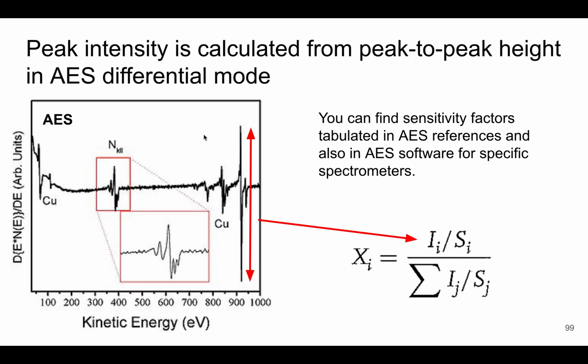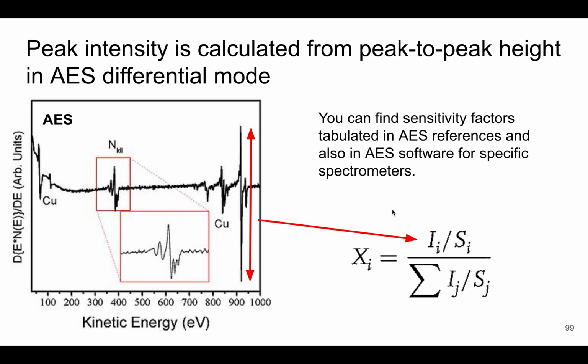So now let's look at AES. So AES, we saw that the typical mode that we're looking at is actually differential mode, right? Where we take the differential of the signal. And so in this case, we don't really think about the area in these types of curves because we have a positive and a negative component potentially. So in this, the peak intensity is going to be calculated as the peak to peak height. So we have a peak here at the positive, we have a peak here at the negative, and so that's peak to peak, that's the height. And so that is going to be used as the peak intensity.